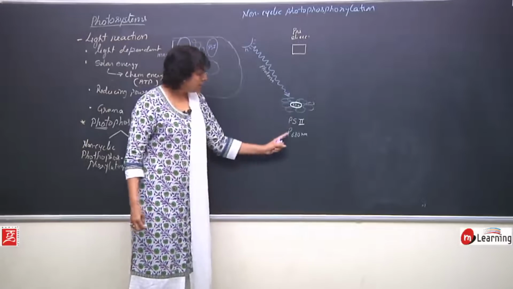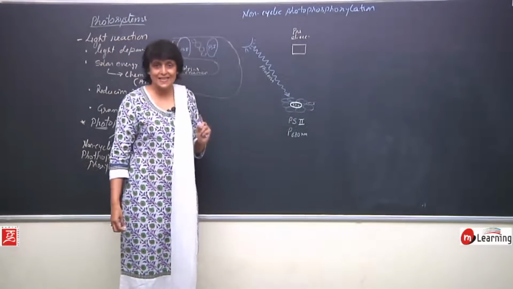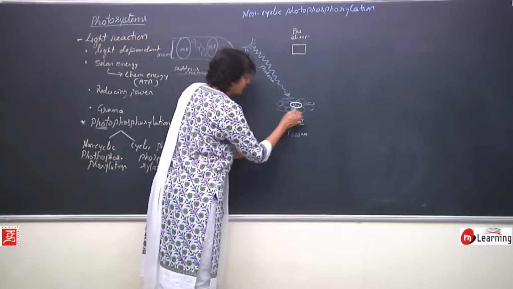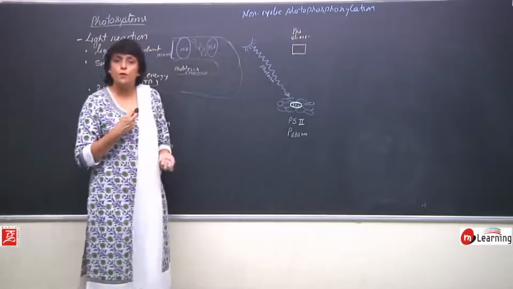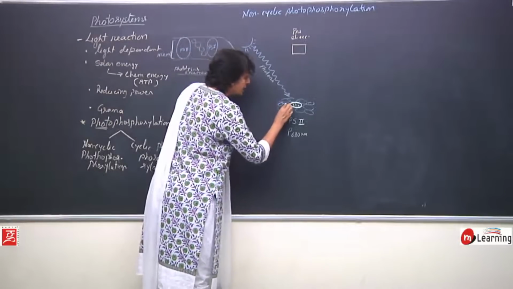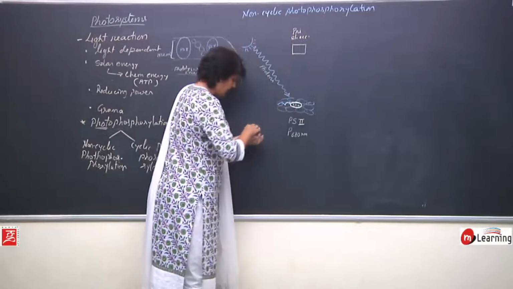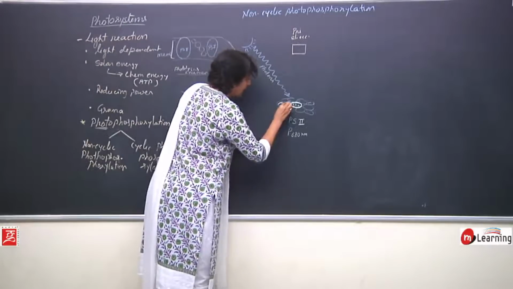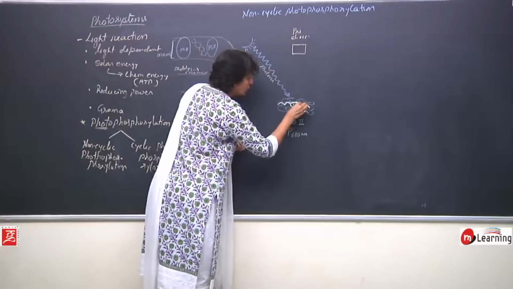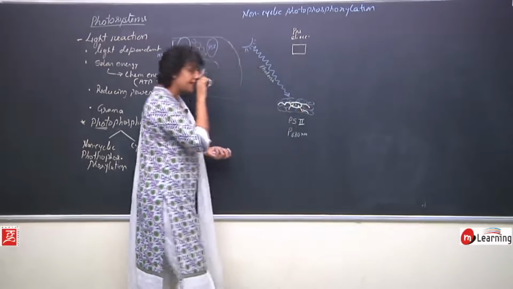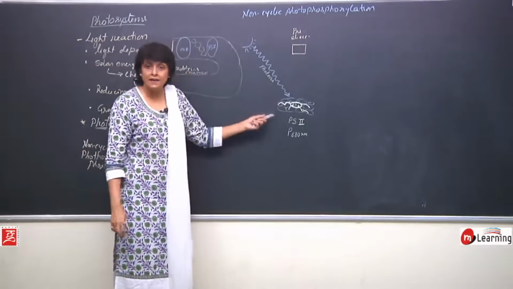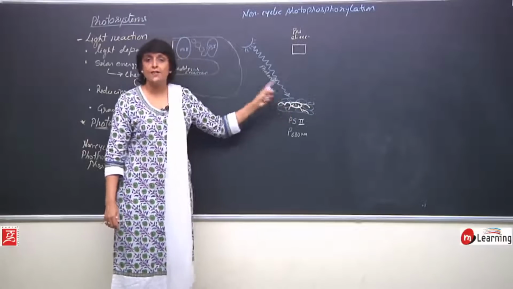But the main chlorophyll absorbs 680 nanometers. Now, what are these other pigments going to do? These pigments will absorb particular wavelengths, and they will pass on that energy to this chlorophyll. So, all pigments will absorb according to their capacity and will finally pass on that energy to the reaction center chlorophyll.